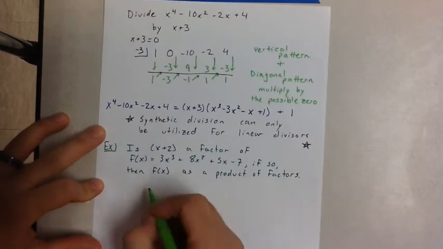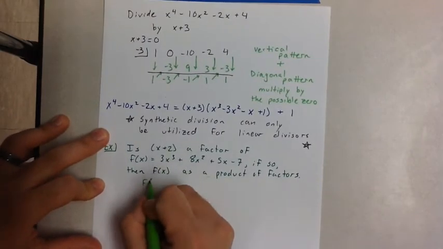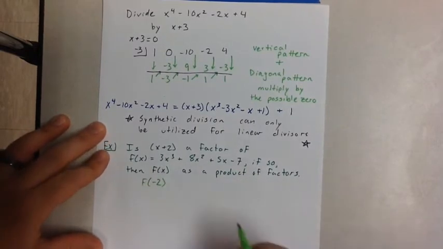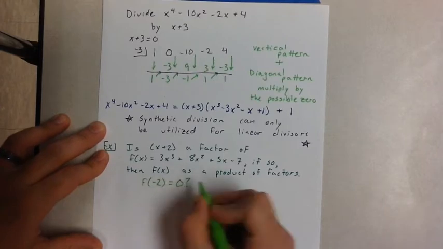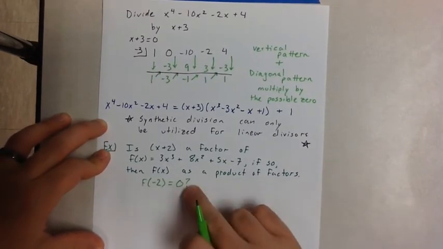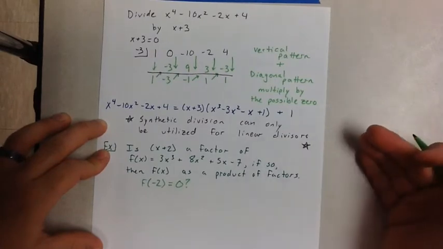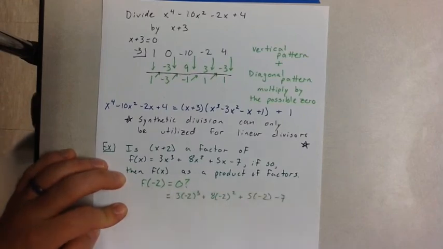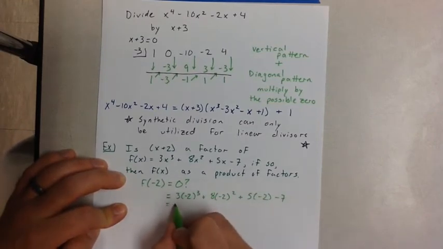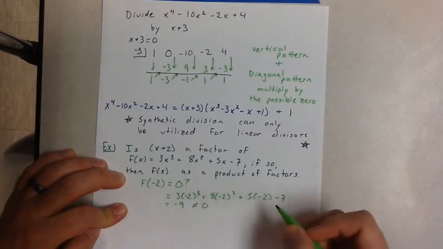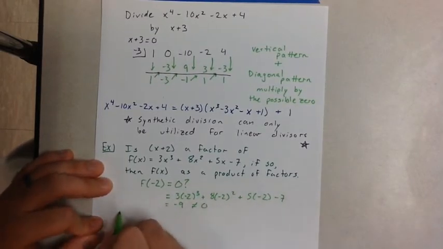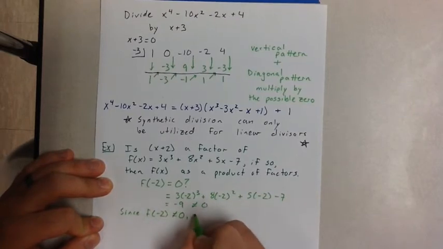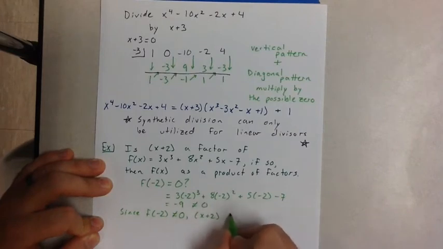So we saw previously that we take our possible zeros, which would be -2, we place it into our function, and what we want to find is that it equals 0. So if it does, it is a factor. If it doesn't, then we just stop there. So we place -2 into our function, and after doing this whole calculation, we get -9, which isn't what we were looking for. So since f of -2 does not equal 0, x plus 2 is not a factor of our function.